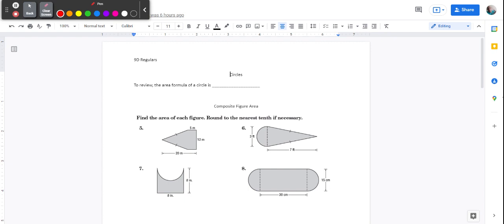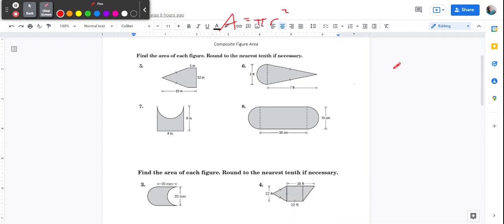So, formula for a circle, I think it was on the 9A notes. If not, the area formula for a circle is pi times radius squared. In the calculator, you use the pi button or you use 3.14, either one, your choice. All right. So we have composite figure areas. To find composite figure areas, cut them up into figures that we can find and go from there.